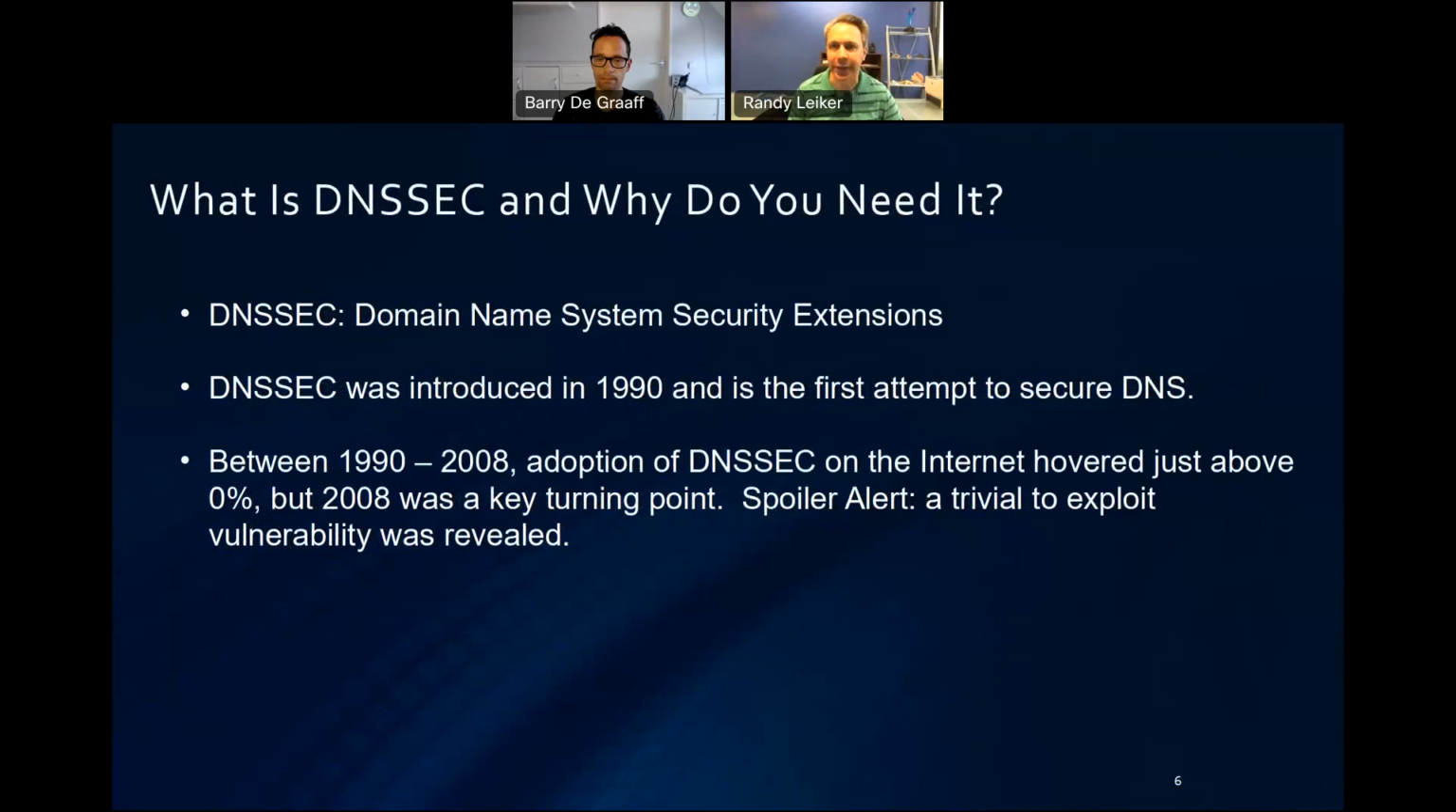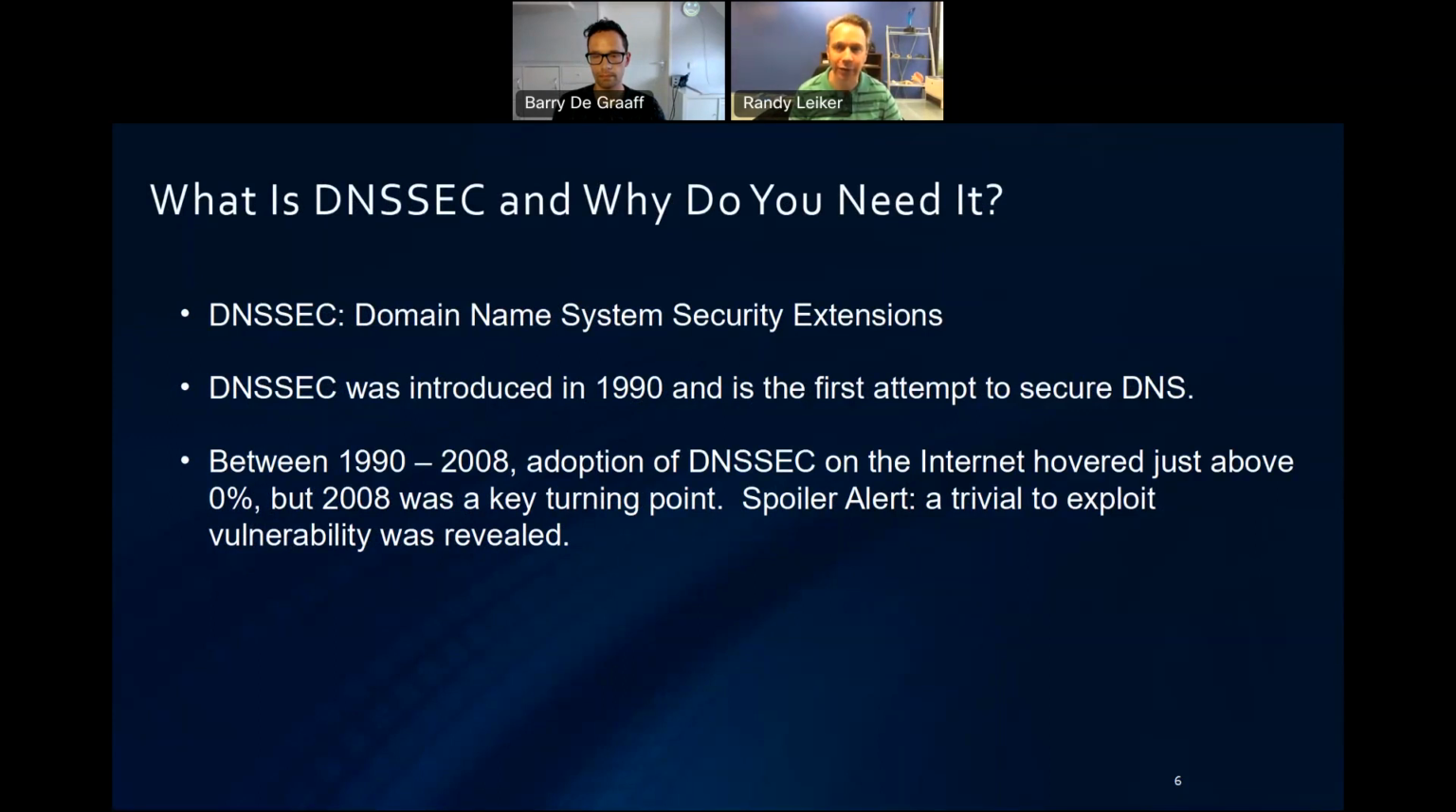So what is DNSSEC and why do you need it? Well, DNSSEC is an acronym for Domain Name System Security Extensions. And it was introduced back in 1990. That was the first major change to DNS since it debuted on the internet in 1983. And DNSSEC basically strives to provide built-in security for the first time. But DNSSEC got off to a very slow start as it had close to 0% adoption online from its introduction in 1990 to as recently as 2008.